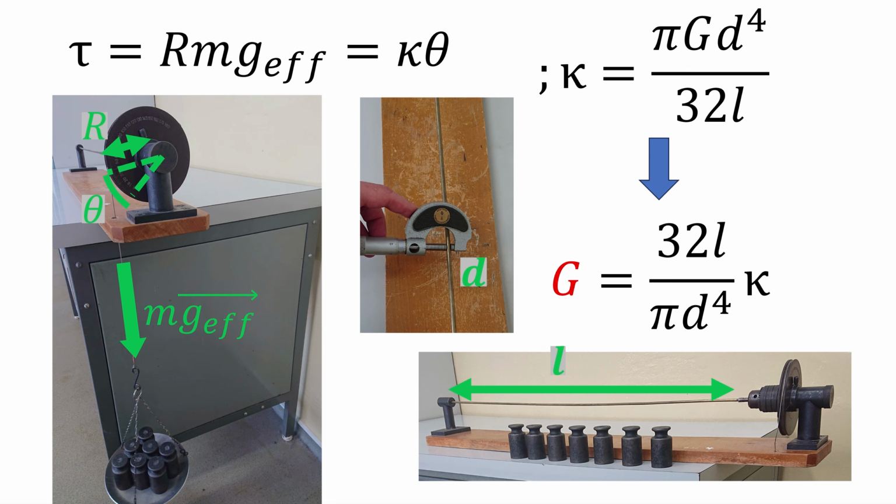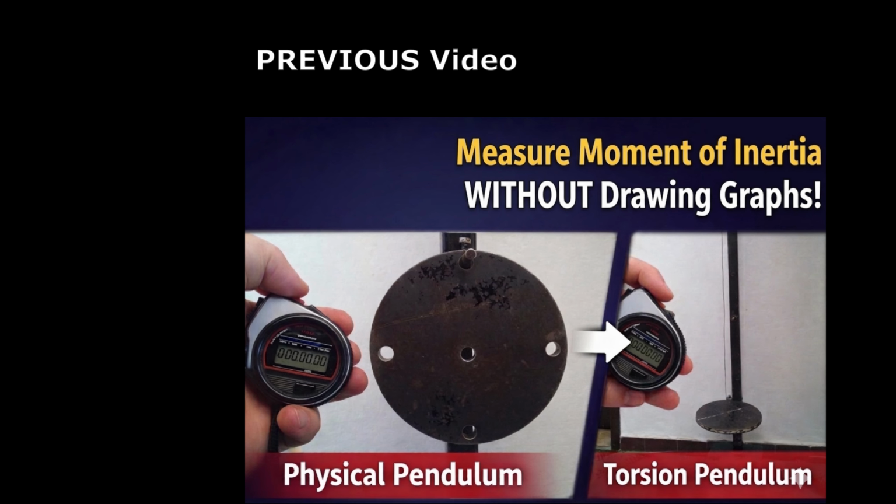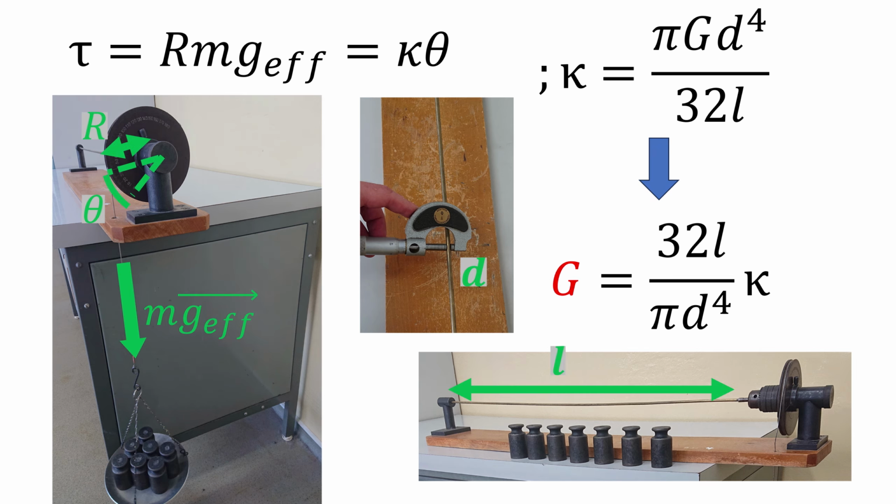This torsional constant, kappa, depends on the shear modulus, G, according to the following relation, which we already introduced in the video How to Measure the Moment of Inertia of a Physical Pendulum plus Rare Torsion Pendulum Method Explained. In this relation, d is the diameter of the circular cross-section of the rod, and L is the length of the rod. Therefore, the shear modulus G can be calculated from the measured torsional constant, kappa, using this relation.